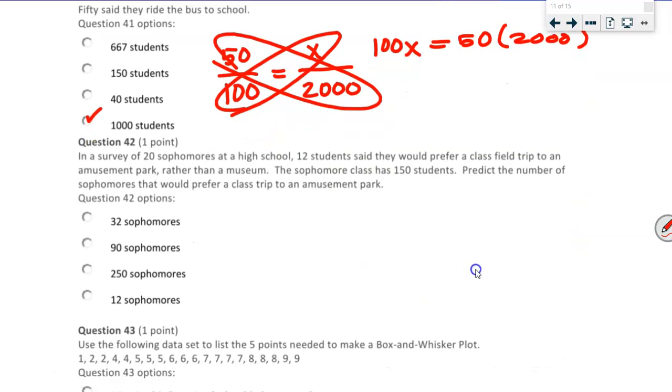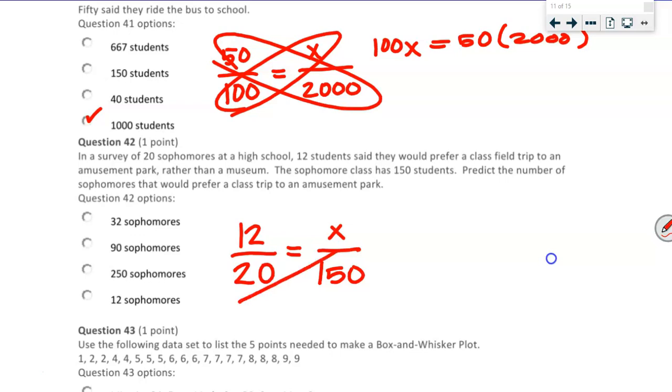In a survey of 20 sophomores at a high school, 12 students said they prefer a class field trip to an amusement park rather than a museum. The sophomore class had 150 students. Predict the number of sophomores that would prefer a class trip to an amusement park. So again, we have 20 sophomores surveyed. 12 said they would rather go to the amusement park, and there were 150 total sophomores, and we want to know how many of those would choose it.